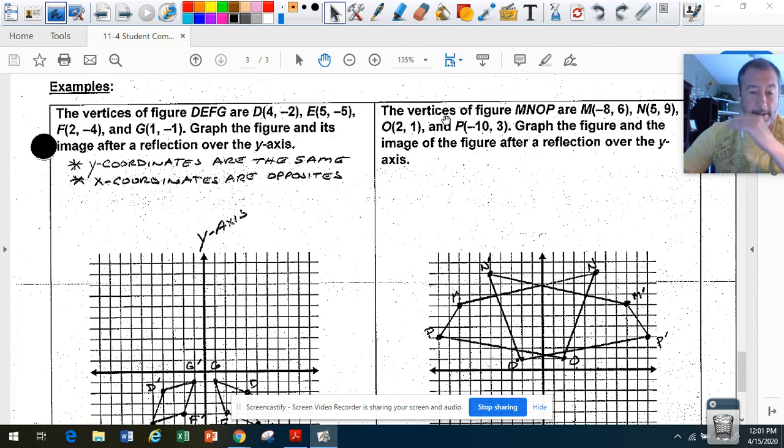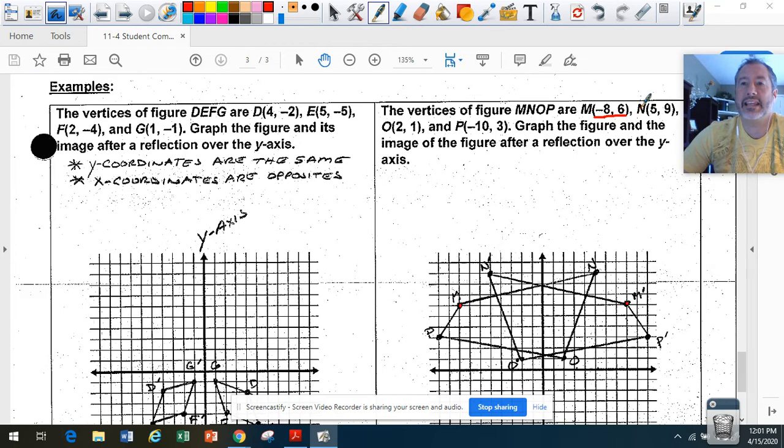So let's see what we have here now. As you see here, we're going to have some overlapping just because of how this shape is. Let's start with our M. Our M is located at -8, 6. There's our original location here. Since we're going across the y-axis, the x becomes the opposite and the y remains the same. So the opposite of -8 is +8 and the 6 remains the same. So here is my M prime. Put a dot right there.